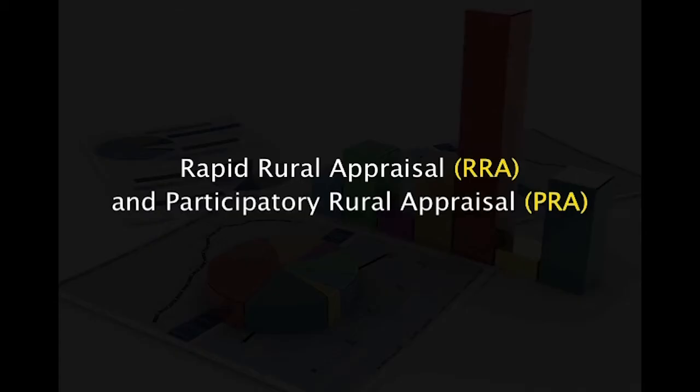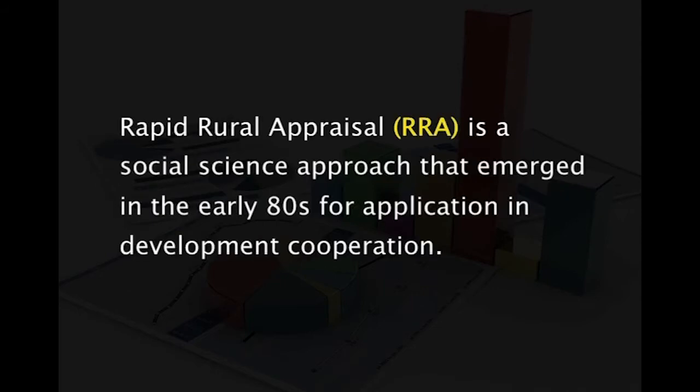Now, let us in detail discuss about the rapid rural appraisal and participatory rural appraisal, which are otherwise also called RRA and PRA. RRA is a social science approach that emerged in the early 80s for application in development cooperation. In it, a multidisciplinary team makes use of simple non-standard methods and the knowledge of local people to quickly elicit, analyze and evaluate information and hypotheses about the rural life and rural resources that are of relevance for taking action.